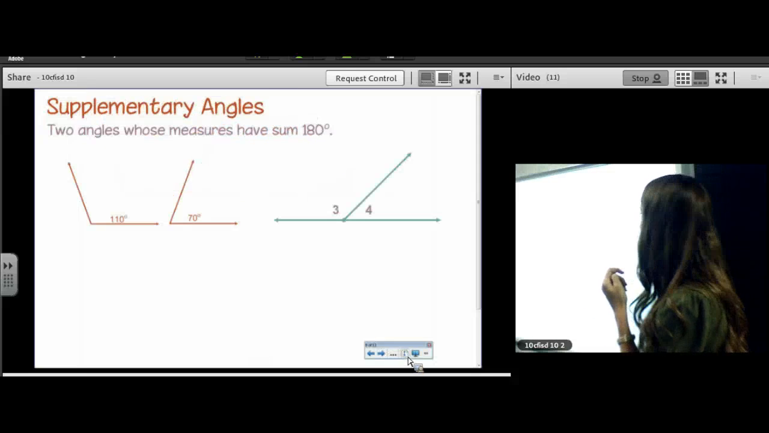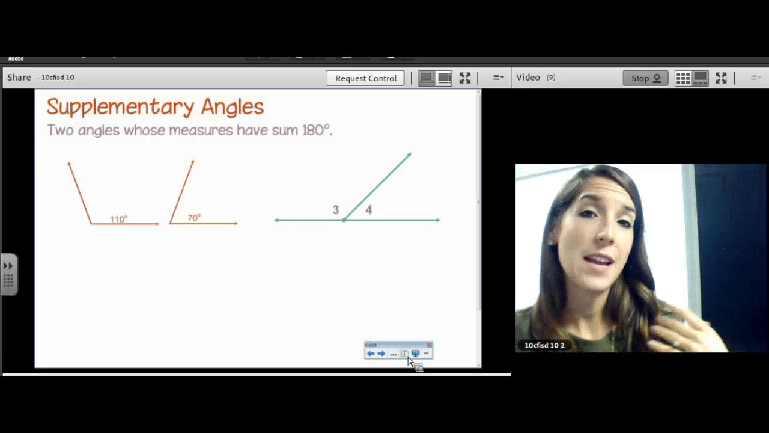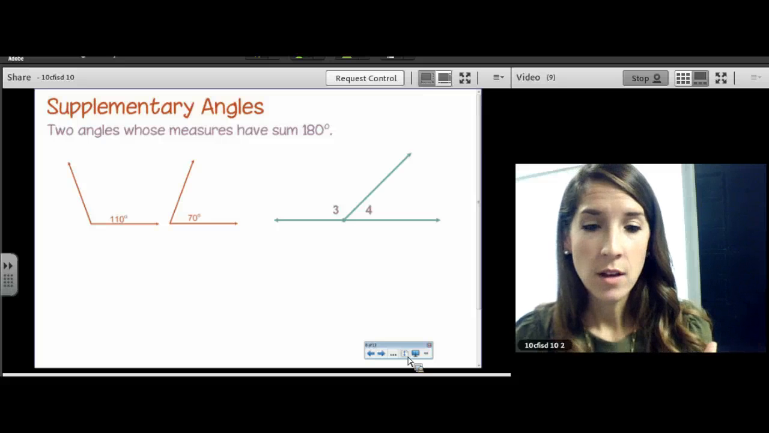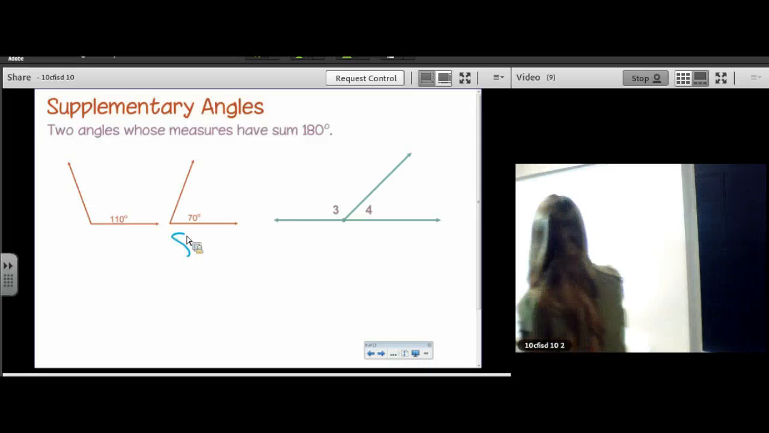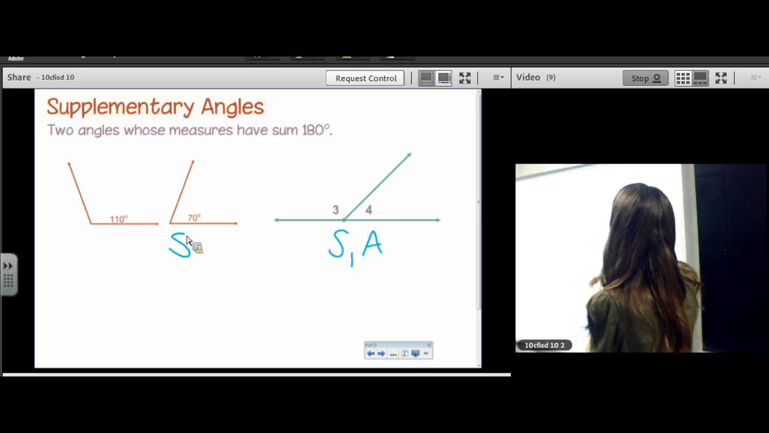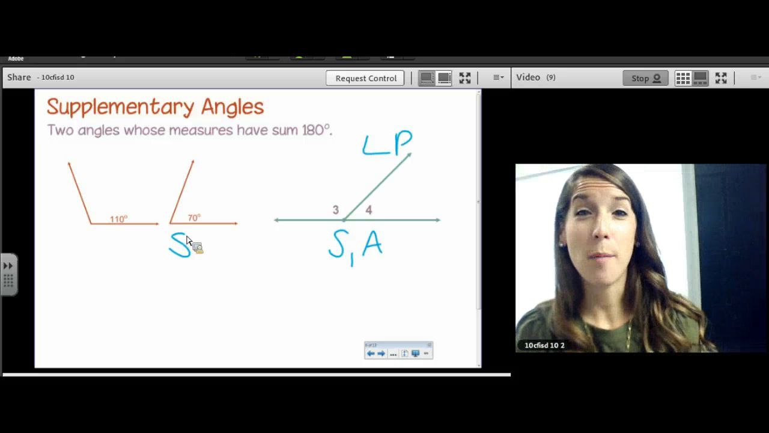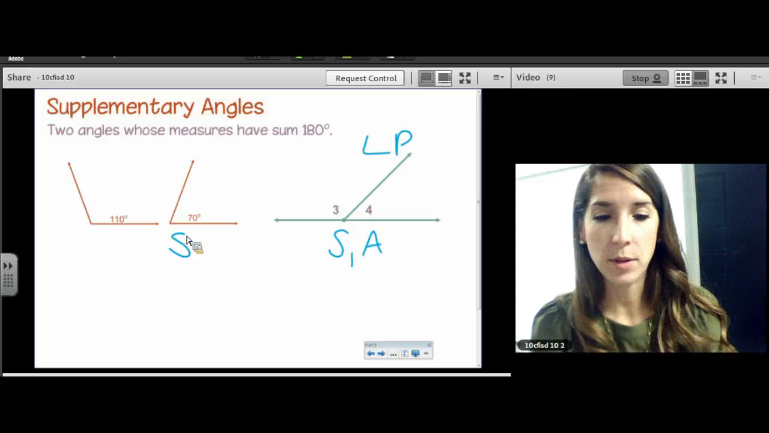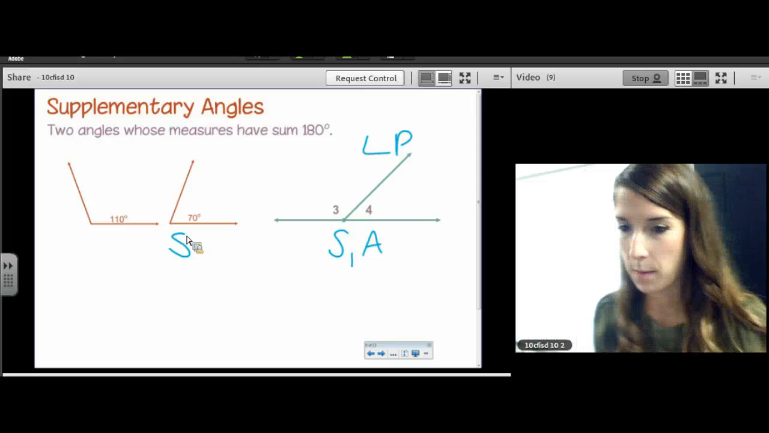Likewise, we have supplementary, same idea, except they add to 180. If I said, what's the supplement of 110, you would say 70. In this picture, these are supplementary. These angles are supplementary and adjacent, so they're not called supplementary or adjacent anymore. They got promoted. They're called a linear pair. So in my first example, it's not a linear pair, and in my second example, it is a linear pair.